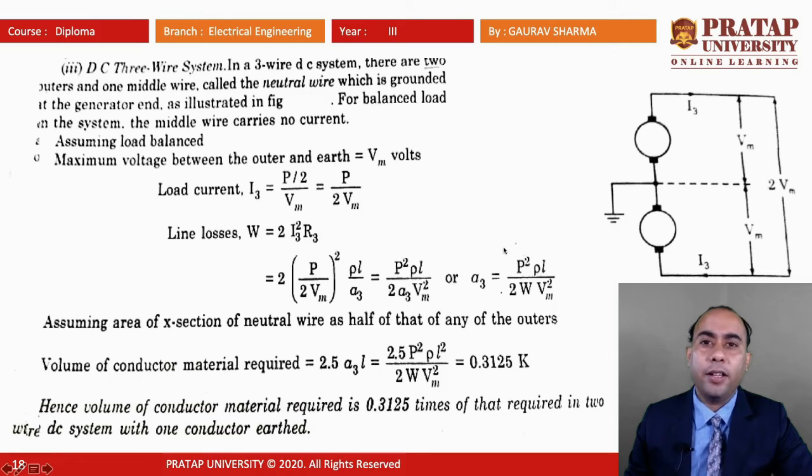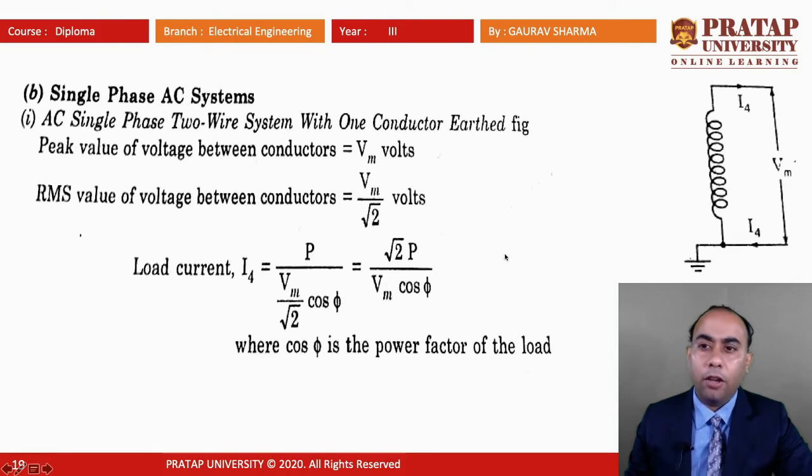Now we have the single phase AC system. We draw the diagram. The current flowing is I4 and the voltage is Vm. So the peak value of voltage between the two conductors is Vm. The RMS value between conductors is Vm upon root 2, and the load current I4 is P upon Vm by root 2 cos phi.